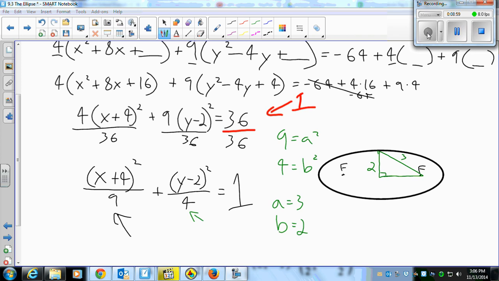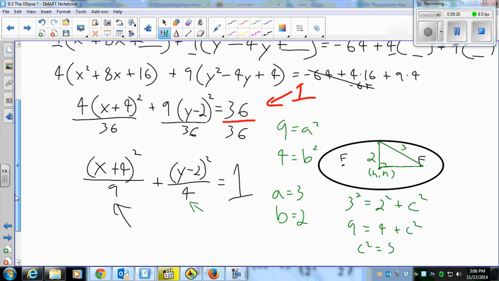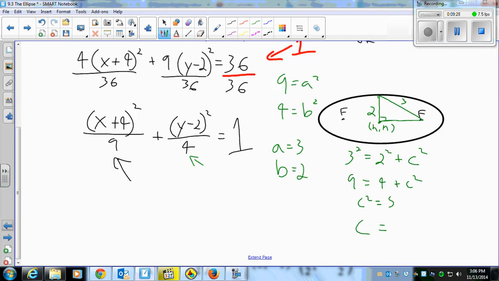So I know in order to find my C value here, the distance from my vertex to my focus, I'm going to have to solve using the Pythagorean theorem. So I get 3 squared is equal to 2 squared plus C squared. And so I get 9 is equal to 4 plus C squared. So C squared is equal to 5. So C is equal to the square root of 5.